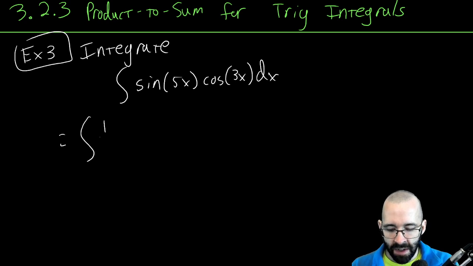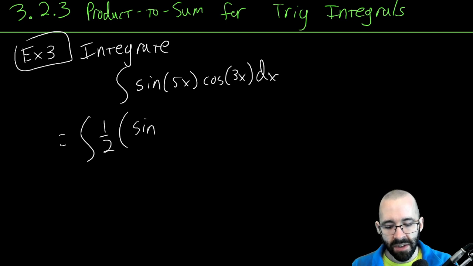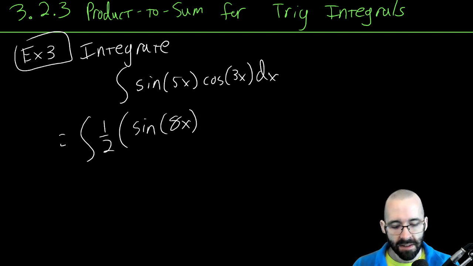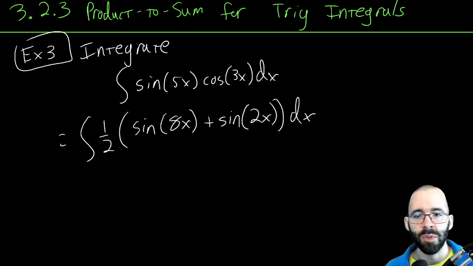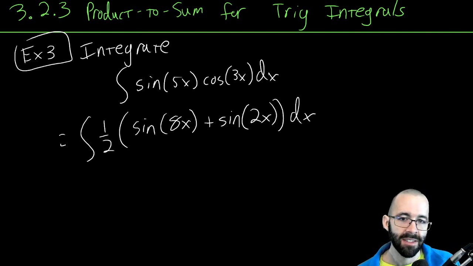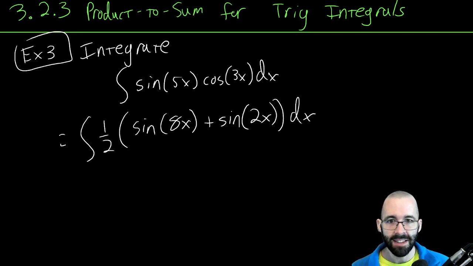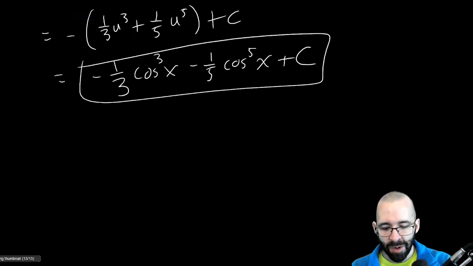So this is going to be 1/2 sine of their sum. What's the sum of these two angles? 8x. Plus the sum of their difference. What's the difference of these angles? 2x. It doesn't matter which one you have first. Okay, so here we go. That's it. It's easy now. Super easy.